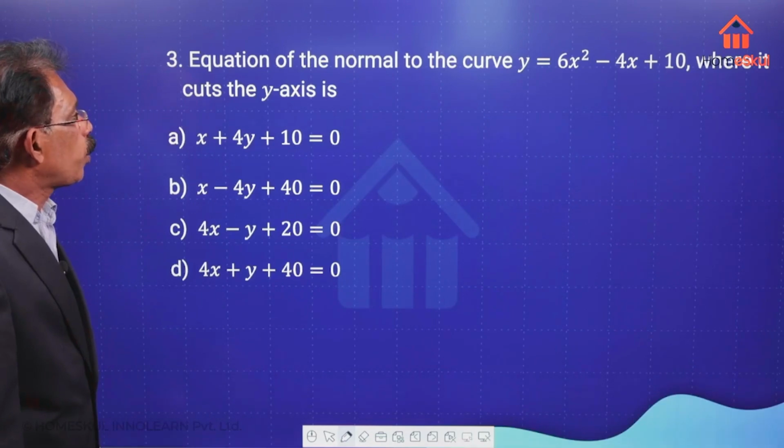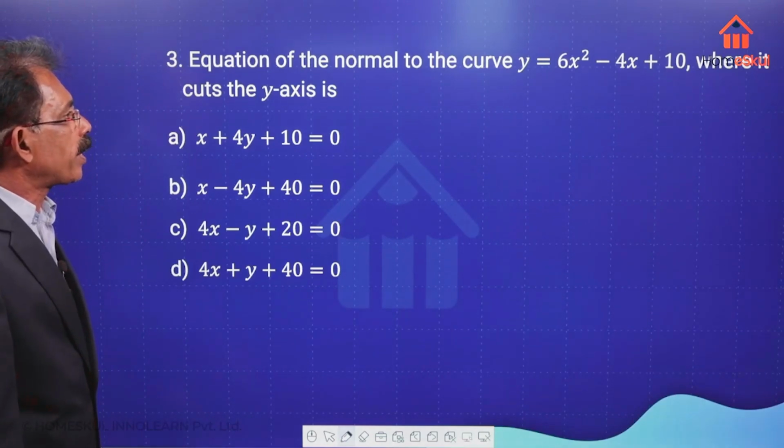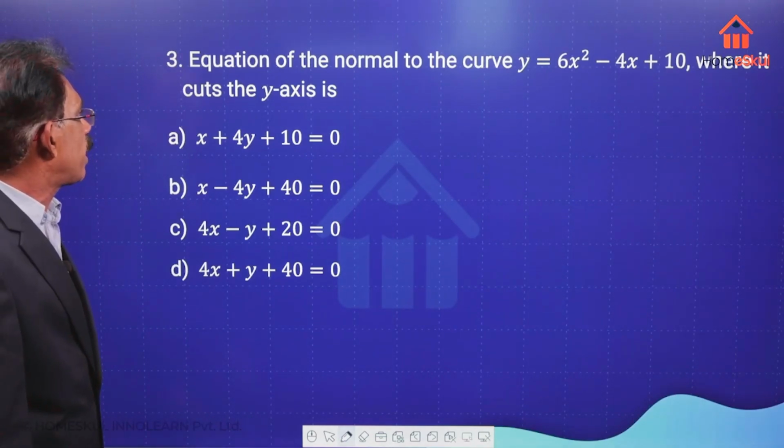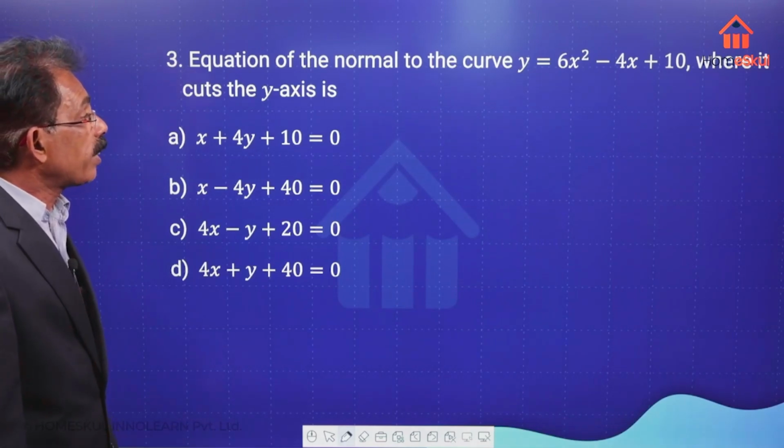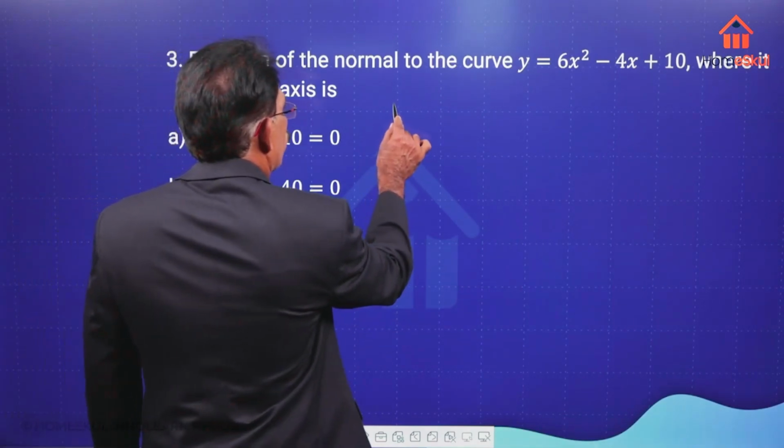Question number 3: the equation of the normal to the curve y is equal to 6x square minus 4x plus 10, where it cuts the y-axis. At the y-axis.